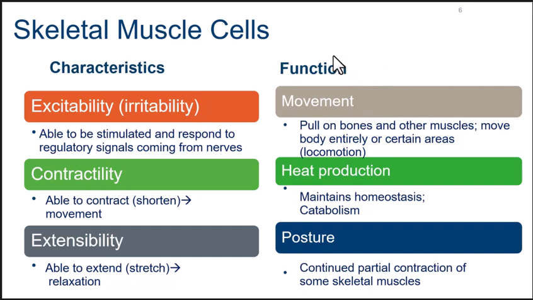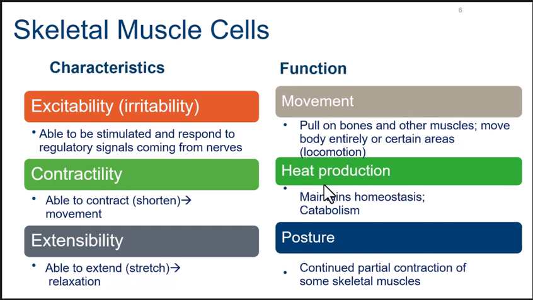In terms of function, skeletal muscle cells allow for movement, heat production, as well as posture. In terms of movement, we know muscles will pull on bones to create movement of that bone. Muscles can also pull on other muscles, but they can also pull on the skin, like what we spoke about with facial expressions. Our muscles can allow us to move our body entirely or just certain areas of the body. But when we produce movement of the body as a whole, we call this locomotion.